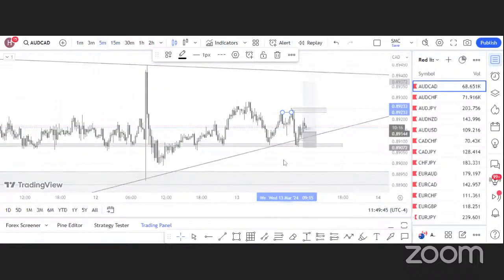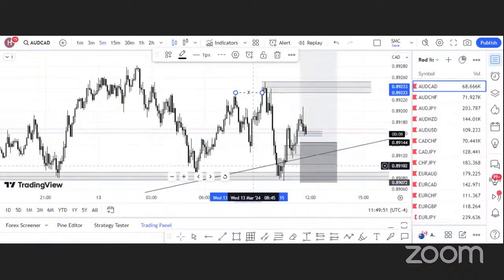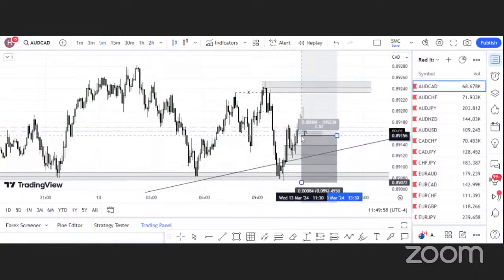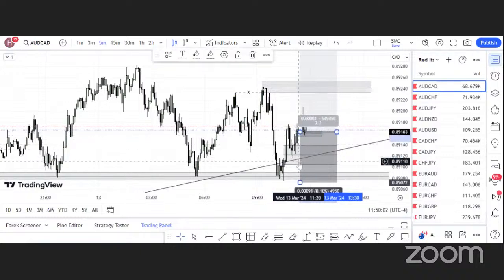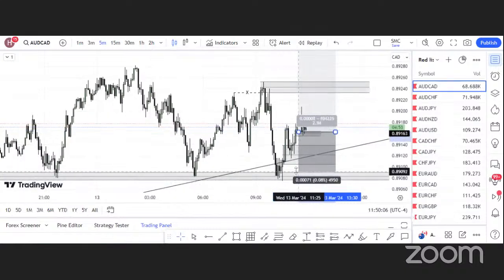All right. Let's go down to the lower time frame. The market is currently making a move to our entry right now. Guys, go to AUDCAD. I think we can actually pick the trade from here because we have a small fair value gap and the market is currently reacting to it. Okay, guys, let's buy AUDCAD.